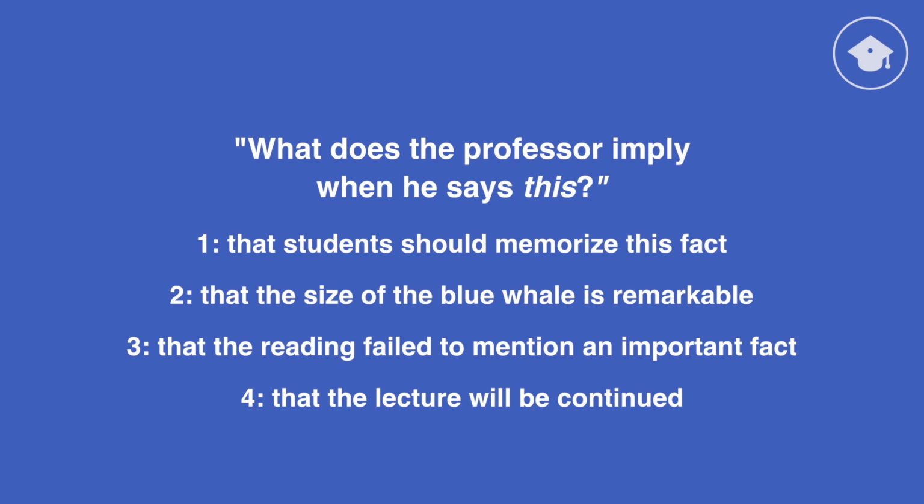Now, elephants are big, but some animals are really big. For example, the blue whale. An adult blue whale can be up to 100 feet long. 100 feet long. Now, one reason the blue whale can grow so long is because it lives in water. What does the professor imply when he says this? 100 feet long.